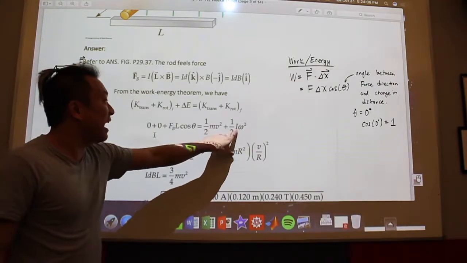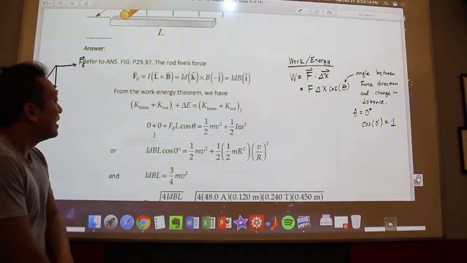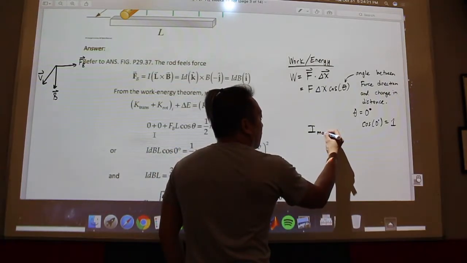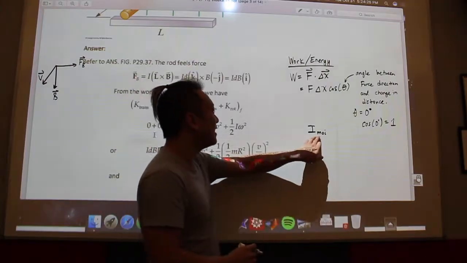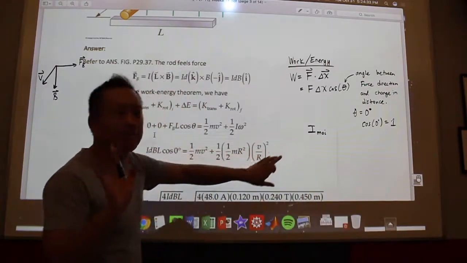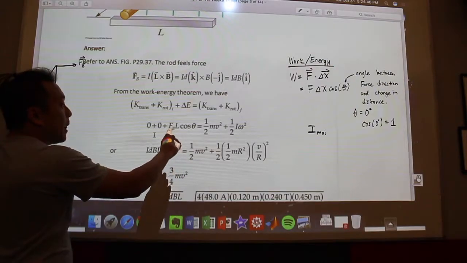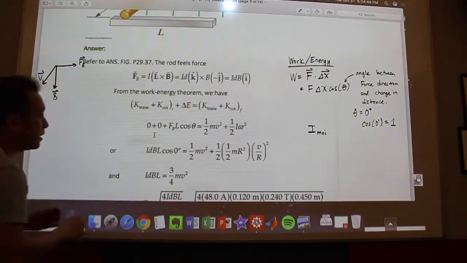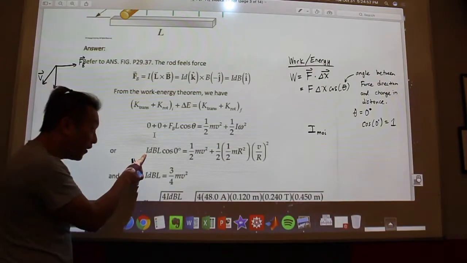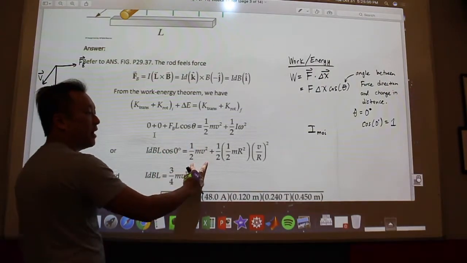Now, don't confuse this. This I is the moment of inertia, not the current. So let's write I with a little subscript. I like to say I of moi, me in French. So I of moi, moment of inertia. Just write that, so as to not confuse yourself with I as in current. Okay? And then the force of the magnetic field is going to be, here, this I is the current I. I times d times B times L, cosine of 0, equals 1/2 mv squared plus 1/2 I omega squared.